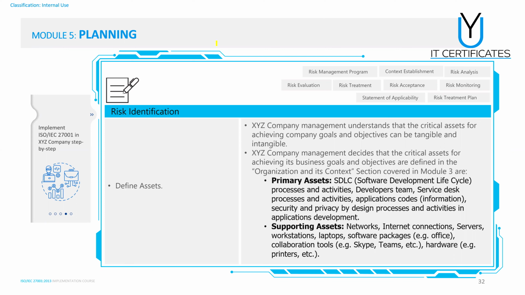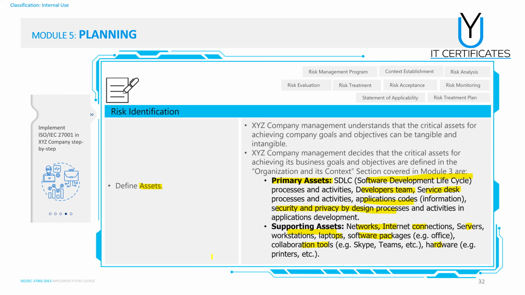Now, we define the assets; we already did this in the previous modules, in the context and in the leadership. The primary assets are the software development lifecycle processes, developer team, service desk processes, application codes, and security and privacy by design processes. Supporting assets are network, intranet connection, servers, workstations, laptops, software packages, tools, collaboration tools, hardware, and so on.